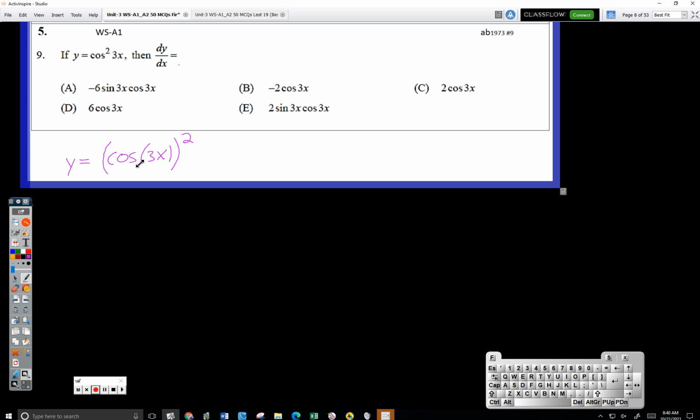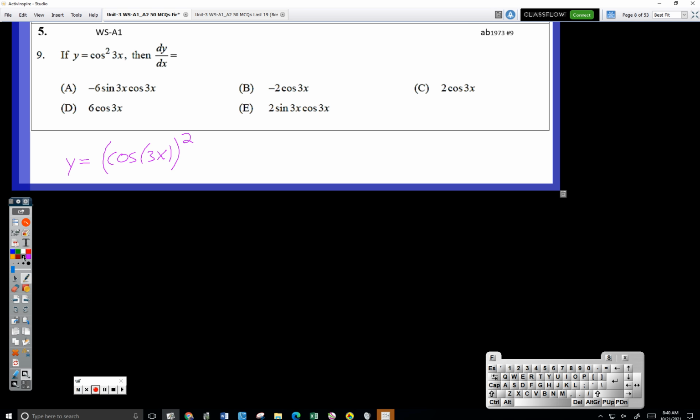Previous to this class, you would have learned that the cosine squared of something means this in purple. It means the cosine of 3x is being squared. So you should start this problem with the purple. That's where you start, right here. If it were cosine cubed, then this would be cubed. Go. This is exactly like what you can expect next Friday. So, hold on, Jay.